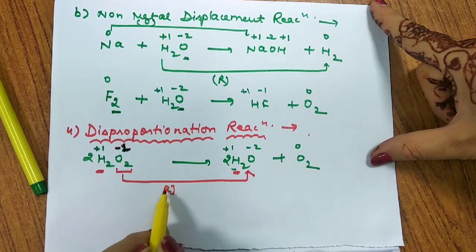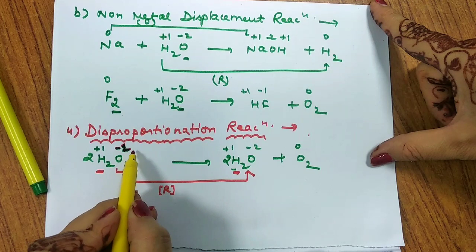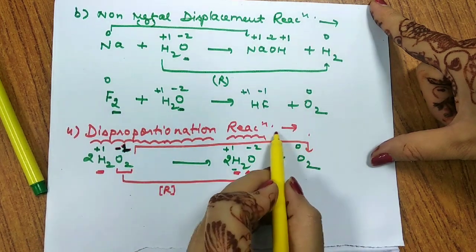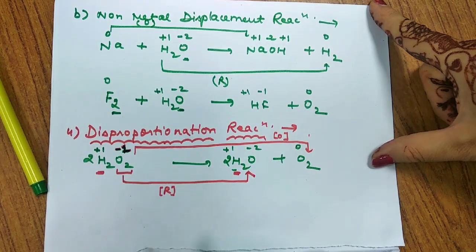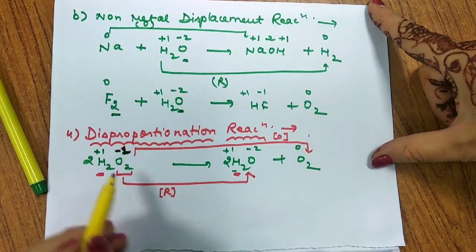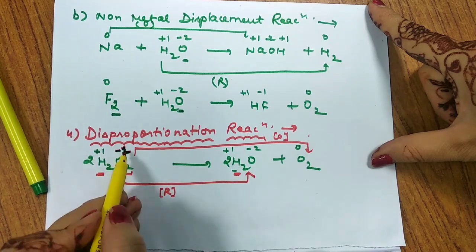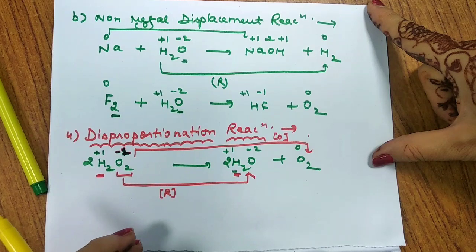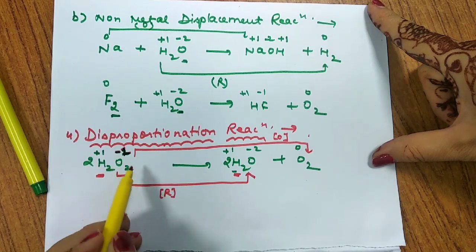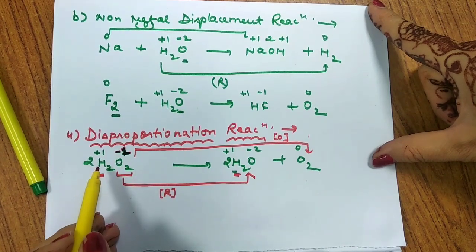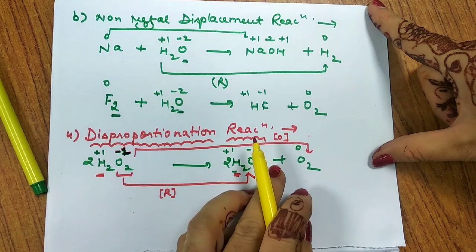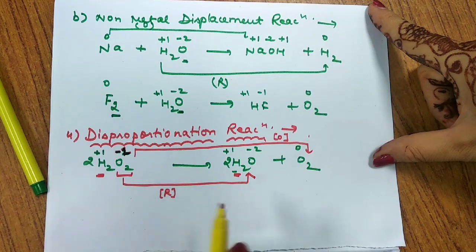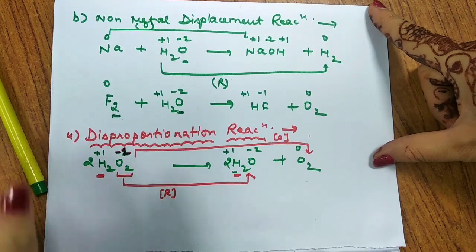That means a decrease in oxidation number, it undergoes reduction. But at the same time, this -1 also shows an increase in oxidation number in O2. And here it undergoes oxidation. So I can say the oxygen from peroxide undergoes reduction to water and undergoes oxidation to oxygen simultaneously. So a reaction in which the same atom or element from a compound or any species undergoes reduction as well as oxidation simultaneously to form different compounds, we call the reaction a disproportionation reaction.